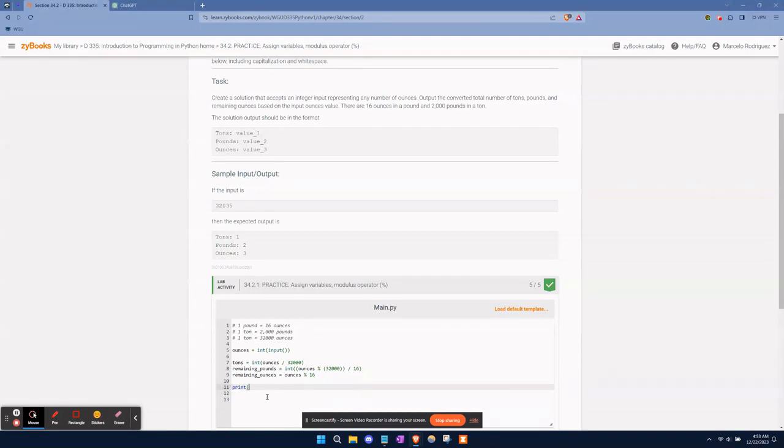So print, and you want to use F-string formatting if you recall from the first video. And we need the word tons, because it says it right here. That's not a variable, so we know it's a string. And so hit a white space, and now we can use our variable in curly brackets, because that's the format. Whenever you're referencing a variable in F-string format, it'll go in curly brackets.